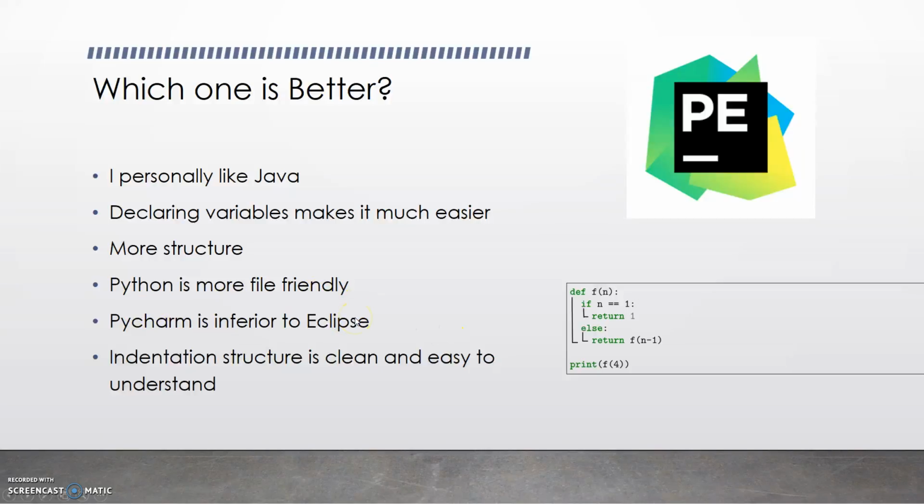Python, on the other hand, is much more file friendly. I made a file and it's 10 times easier and much shorter than in Java. I find PyCharm, the engine, is much worse than Eclipse. I thought it's very difficult to start new projects, things like that. I find Eclipse is somewhat better. And one thing I was torn about was the indentation structure in Python. I think it's clean and easy to understand, but I think braces are also really good. So that's an either or.